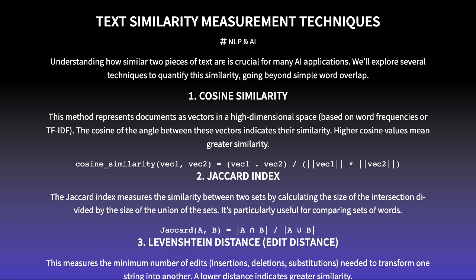One popular method is cosine similarity. Think of each document as a point in space, and the closer those points are, the smaller the angle between them, the more similar they are. Then there's the Jaccard index, which focuses on comparing sets of words. Basically, how much do they share? Finally, we have Levenshtein distance, also known as edit distance. This counts up all the changes you need to make to one string to turn it into another. So, depending on what you're looking for, there's a technique that suits the task.